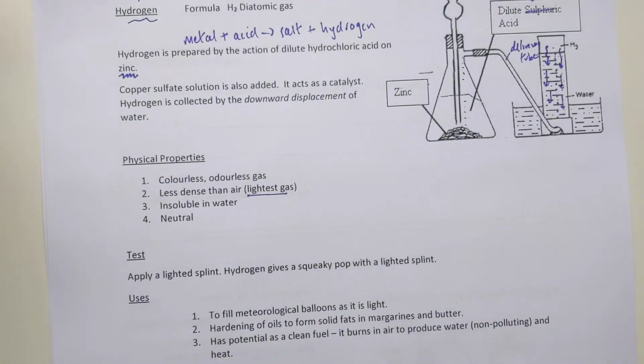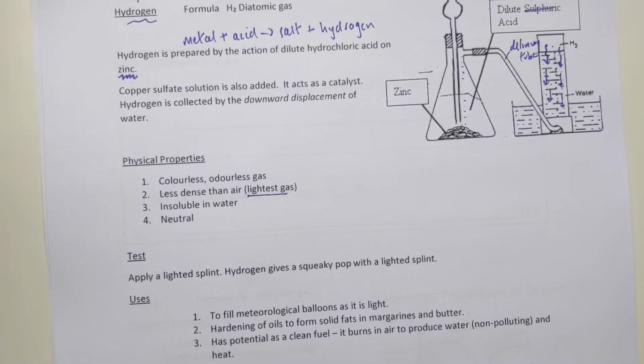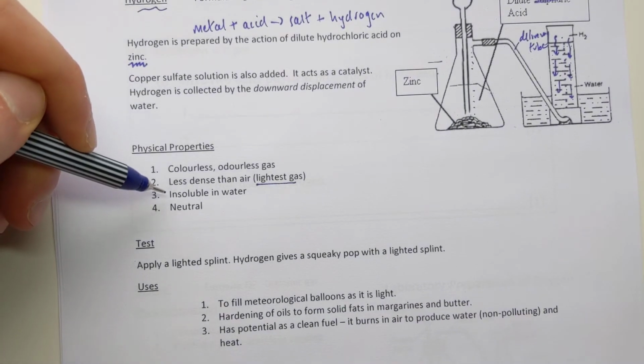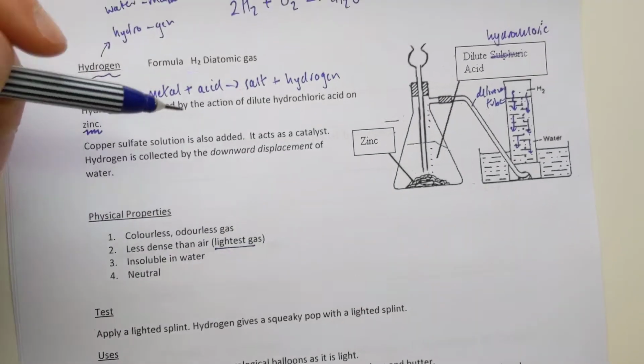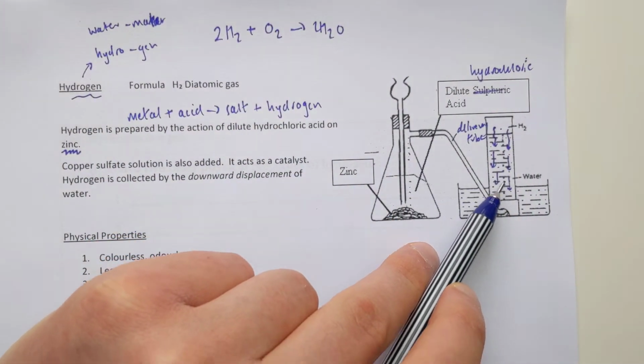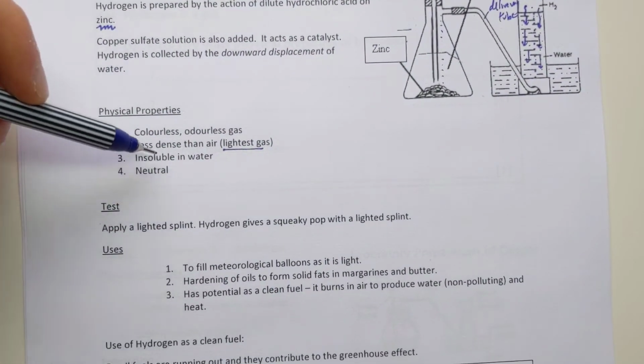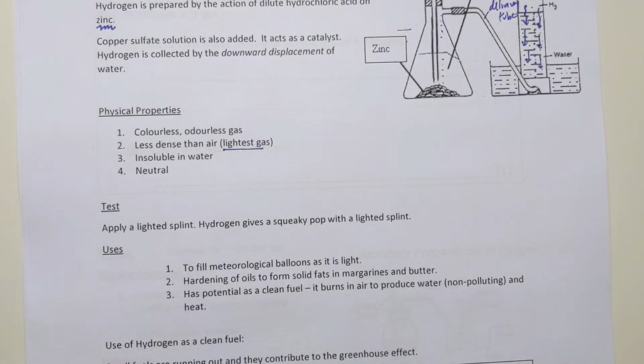So it's a very light gas, and it's much less dense than air. Again, it's insoluble in water, so it won't dissolve in water. That's why we can use this technique to bubble it through water. And it's also neutral because it doesn't dissolve in water.